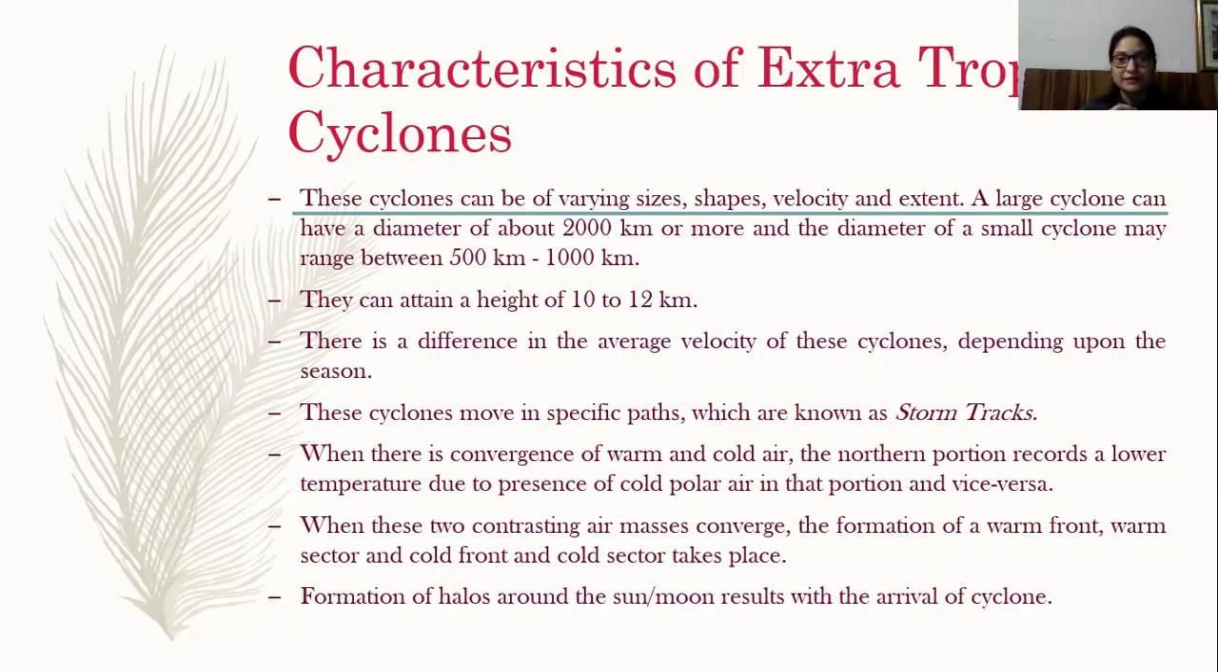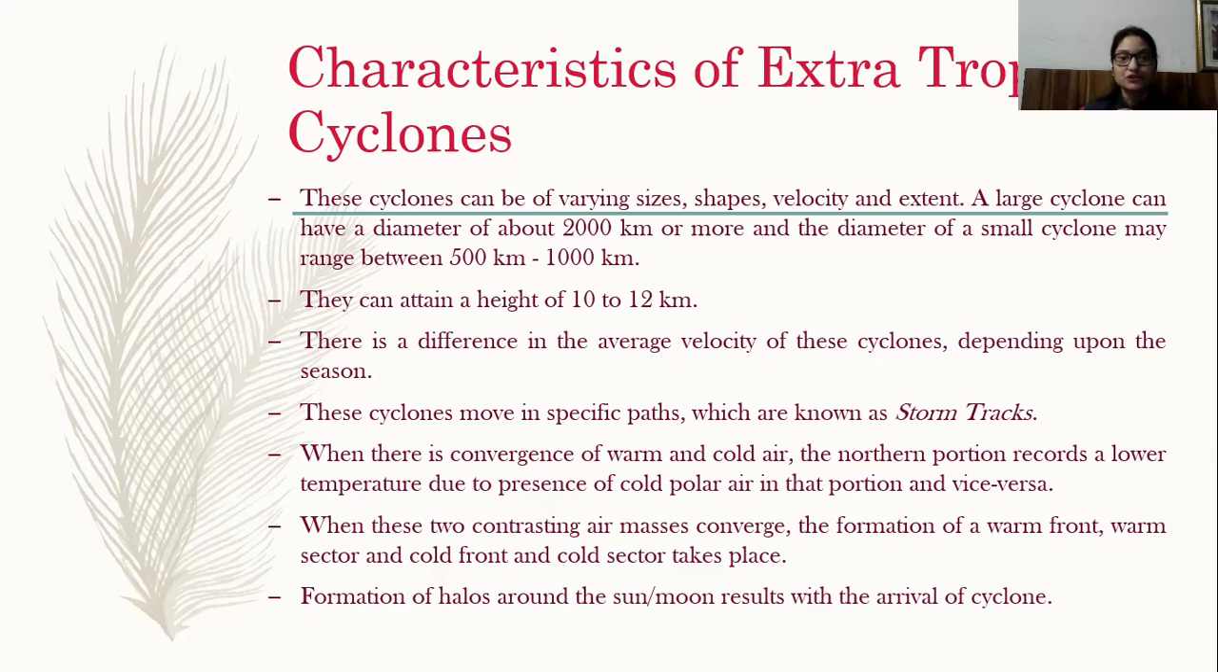When these two contrasting air masses converge, the formation of a warm front, warm sector, cold front, and cold sector takes place. The cold front and cold sector are formed by the cold air mass, and the warm front and warm sector are formed by the warm air mass. So you should be able to understand this now. Contrasting air masses, what does that mean?